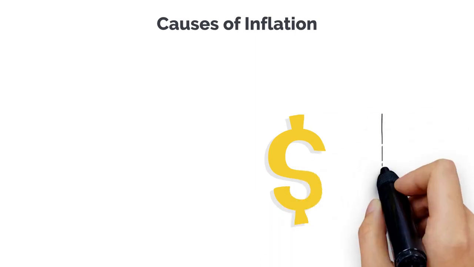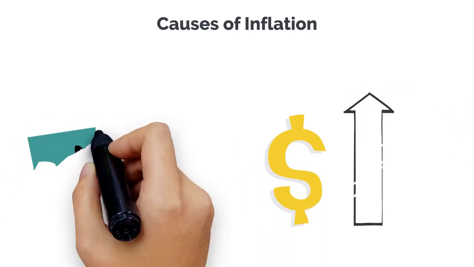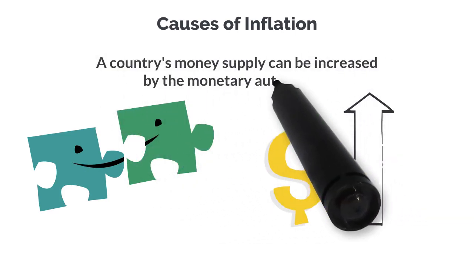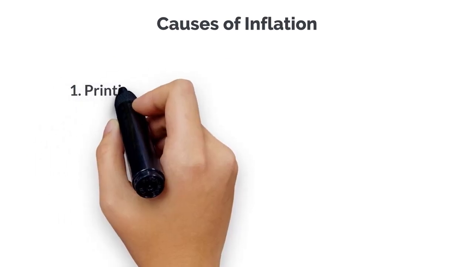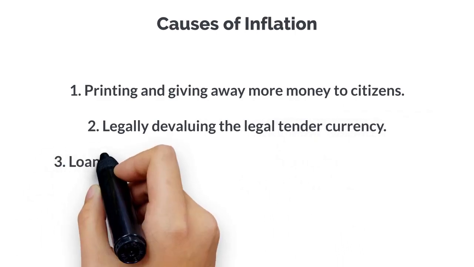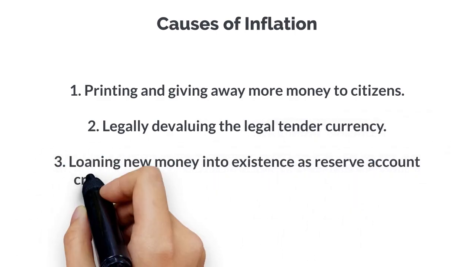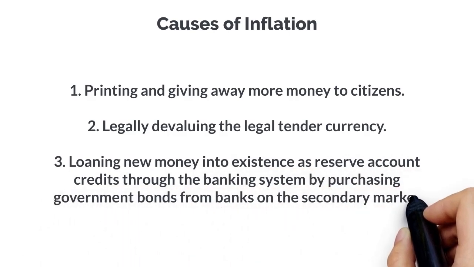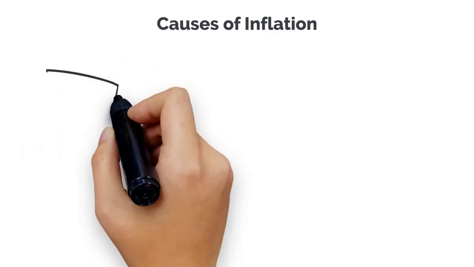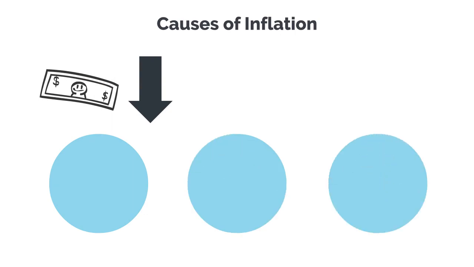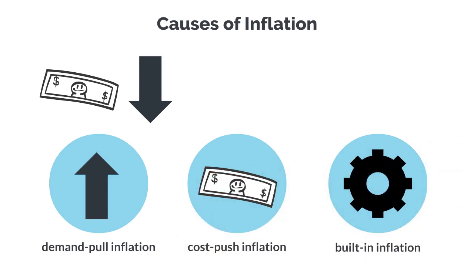Causes of inflation. An increase in the supply of money is the root of inflation, though this can play out through different mechanisms in the economy. A country's money supply can be increased by the monetary authorities by printing and giving away more money to citizens, legally devaluing the legal tender currency, or loaning new money into existence as reserve account credits through the banking system by purchasing government bonds from banks on the secondary market, the most common method. In all of these cases, the money ends up losing its purchasing power. The mechanisms of how this drives inflation can be classified into three types: demand-pull inflation, cost-push inflation, and built-in inflation.